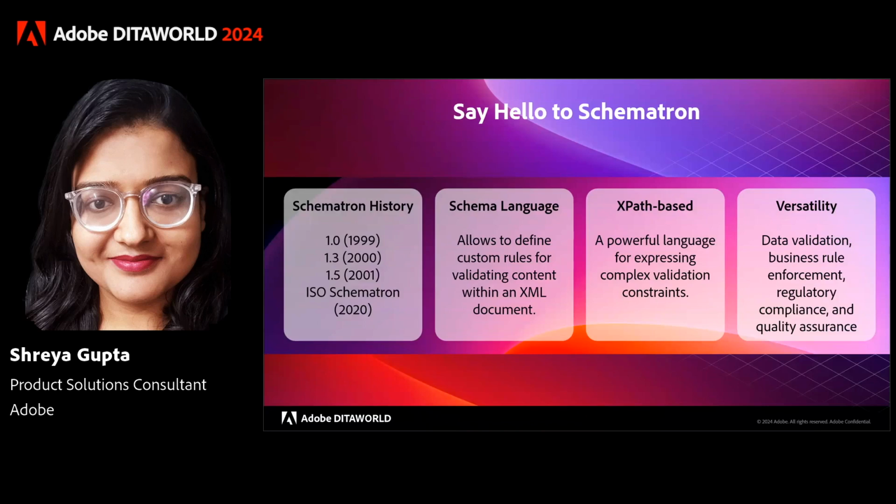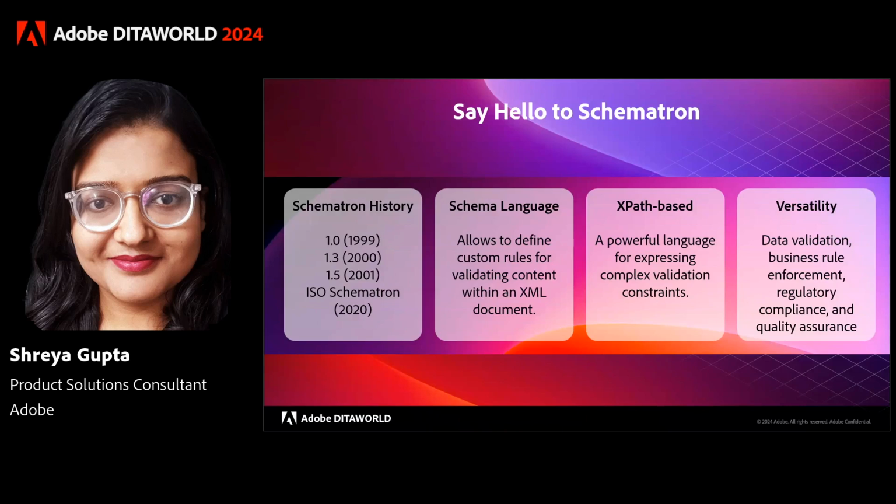Schematron differs from other schema languages in several key aspects. Number one is that it is rule-based validation. Unlike XML schema and DTDs, which primarily focus on describing the structure of XML documents, Schematron is based on rules. These rules allow the developers to express a wide range of constraints and conditions that may not be easily representable in any other schema languages.